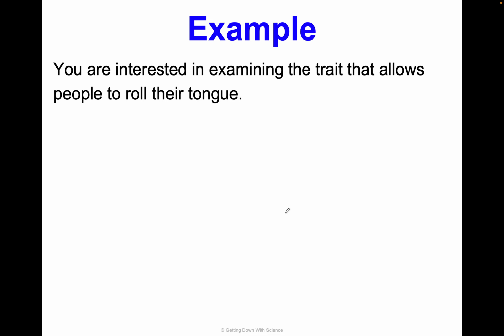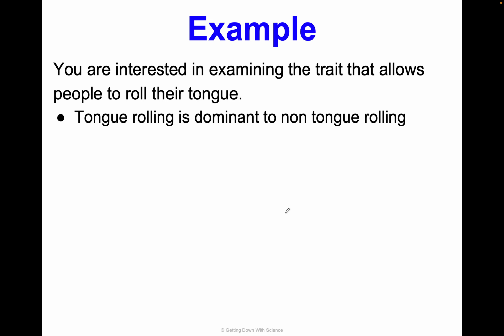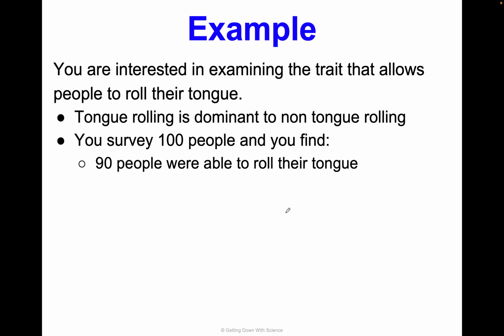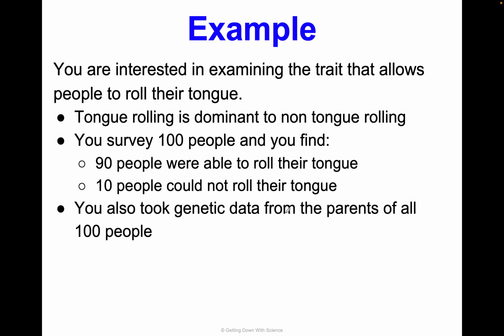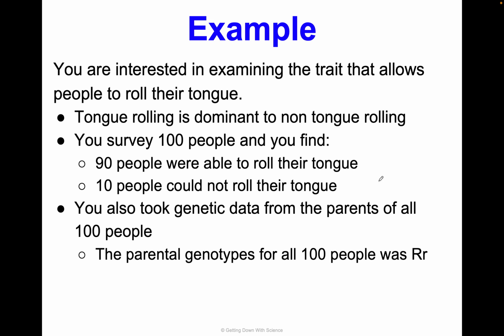So here's an example. We're interested in examining the trait that allows people to roll their tongues. Tongue rolling is dominant to non-tongue rolling. If you cannot roll your tongue like into a taco shape, you have a recessive trait. You do not have the dominant trait of tongue rolling. So we survey 100 people, and we find that 90 people were able to roll their tongue, and 10 people could not. We're also going to look at genetic data from the parents of all 100 people, and the parental genotypes for all 100 people were heterozygous.